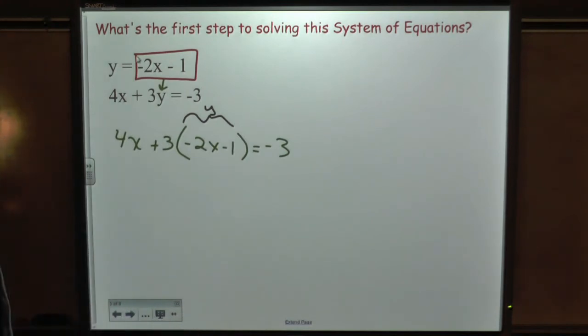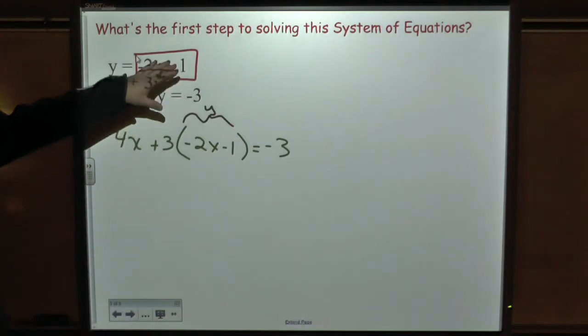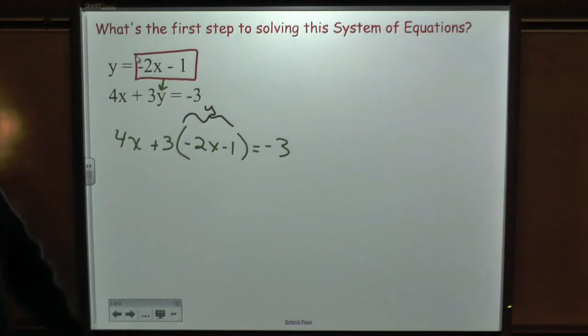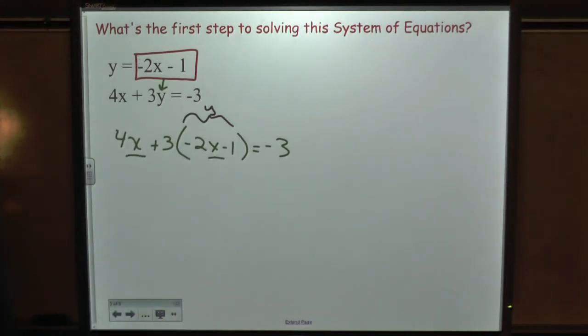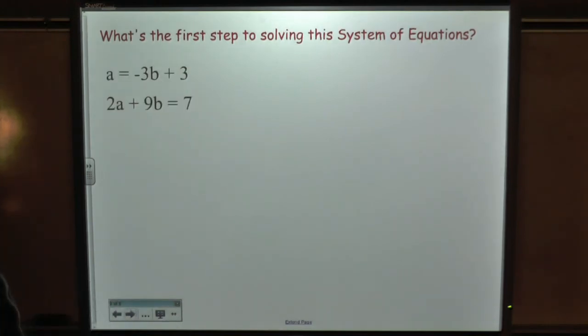All right? That is the first step to solving a system of equations using substitution. Being able to substitute that value into the other equation. Again, we're creating an equation that has one type of variable so that you can solve it. We're going to try it on another one.